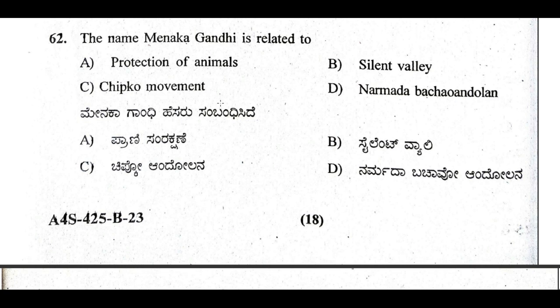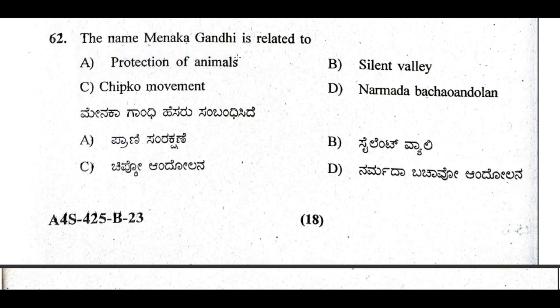So this name Menaka Gandhi, she is a widow of Indian politician Sanjay Gandhi, and she has been a minister in four governments, most recently in Narendra Modi's government from May 2014 to May 2019. She has also authored a number of books in the area of entomology, law and animal welfare. So therefore the name Menaka Gandhi is related to protection of animals. So option A is the right answer.